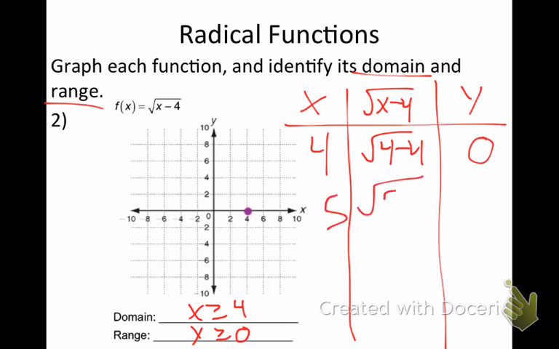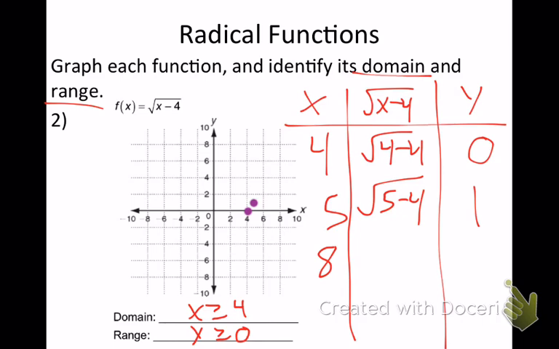5. Because the square root of 5 minus 4 is 1. I get 1. So I get the coordinate 5, 1. After 5 now, what's the next logical point to pick? 8. I don't want to pick 6. Okay. Yeah, 6 is going to get you the square root of 2. We don't know what the square root of 2 is.